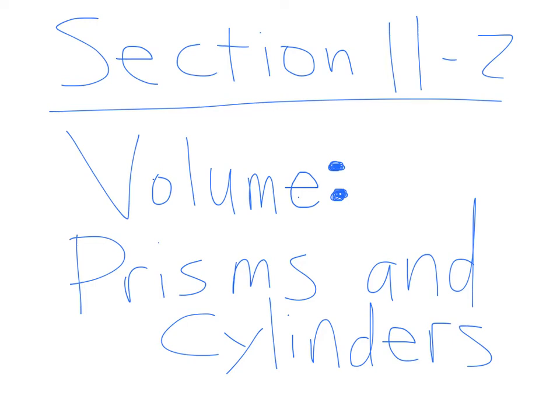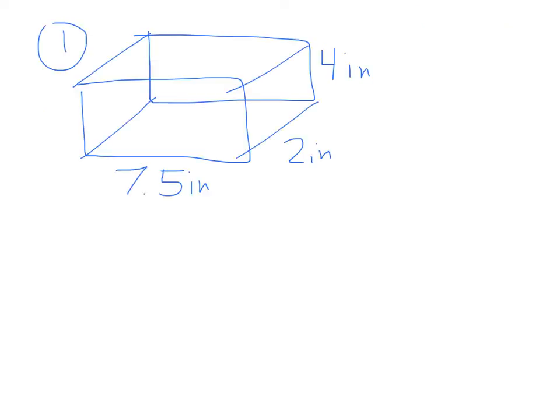Right, section 11-2, this is volume of prisms and cylinders. And we're going to start with example number 1. In example number 1, we are finding the volume of the prism, and I hope we see this as a rectangular prism. This is just length times width times height. So we first, again, just like the other sections, start with the formula.